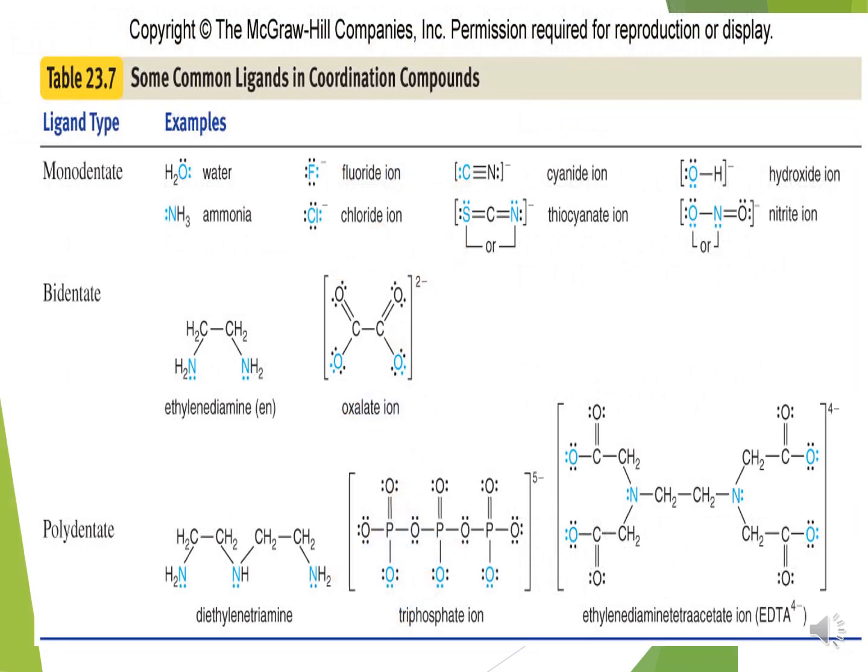Some common ligands in coordination compounds. For monodentate, we already discussed water, ammonia, fluoride ion, chloride ion, cyanate, thiocyanate, hydroxide, nitrate. For bidentate, ethylenediamine and oxalate. Polydentate: diethylenetriamine, triphosphate and EDTA.